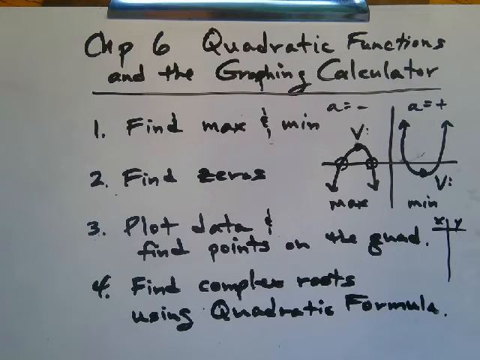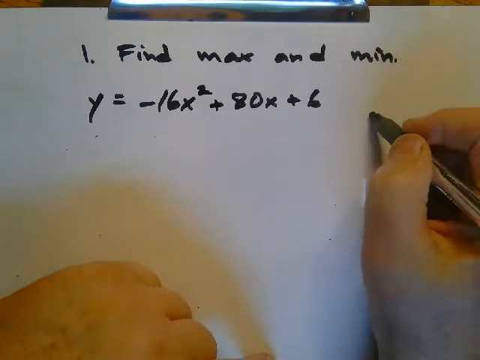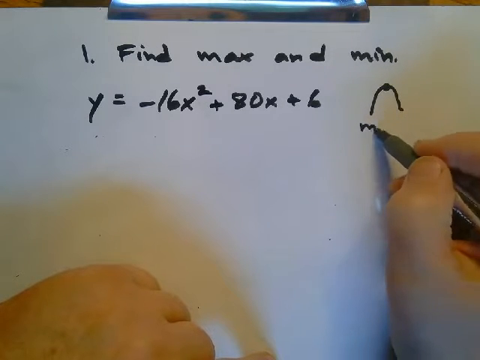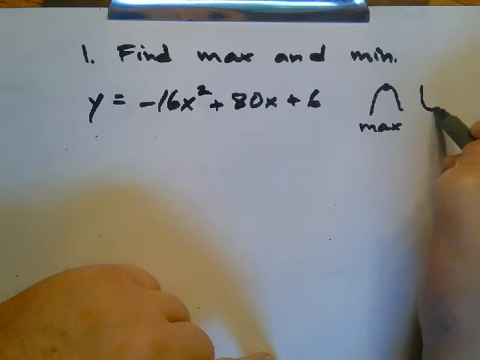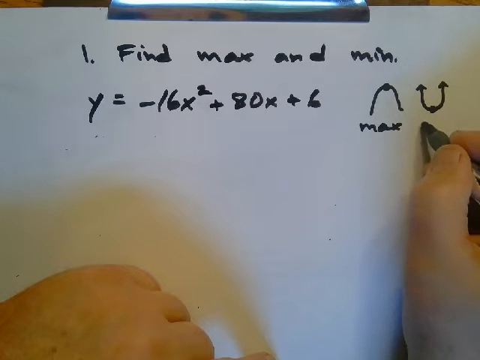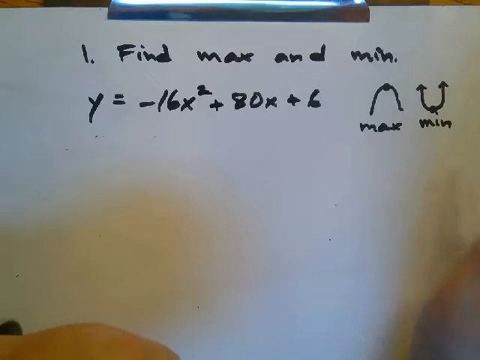Let's start with number 1, how to find the max and the min. All right, we're going to begin by taking a look at how to find the max or the min. Now, of course, the maximum is where the parabola opens down, and it's going to be a spot at the top. And the minimum is that spot where, if the parabola opens up, it's that spot at the bottom. Both of those are the vertex.